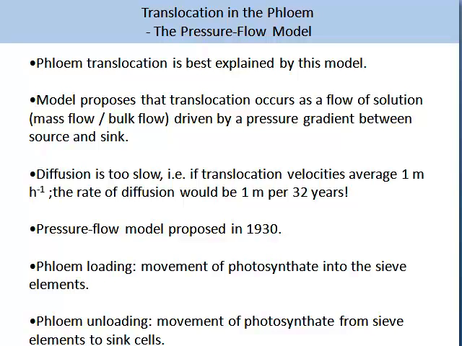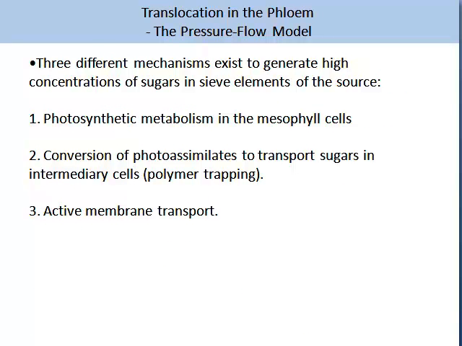Phloem loading is the movement of photosynthates into the sieve elements. Phloem unloading is the movement of photosynthates from the sieve elements to the sink cells. Under this model, 3 different mechanisms exist to generate high concentrations of sugars in the sieve elements at the source. 1. Photosynthetic metabolism in the mesophyll cells. 2. Conversion of photoassimilates to transport sugars in intermediate cells. This is called polymer trapping. And 3. Active membrane transport.